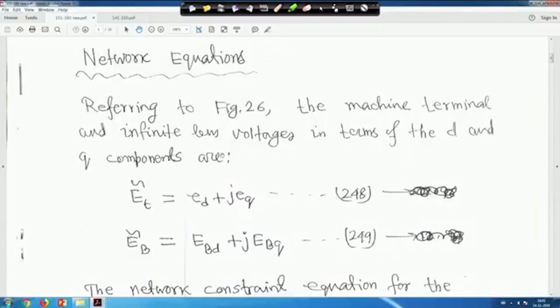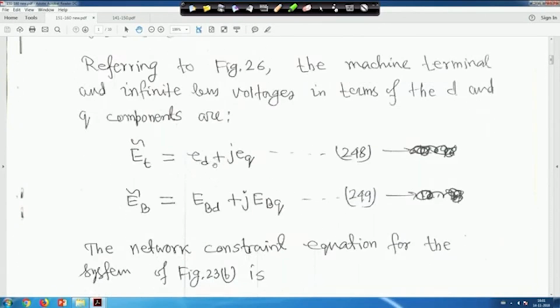Okay. So, in the previous lecture we started the network equation, and we came up to equation 252. But again, to begin with, we are starting from scratch. Referring to your figure 26, the machine terminal and infinite bus voltages in terms of the D and Q components are: E t tilde is equal to E d plus J E q, this is equation 248, and E b tilde is equal to E b d plus J E b q, equation 249.